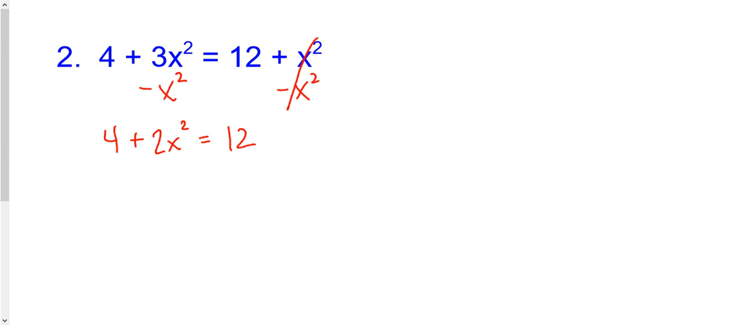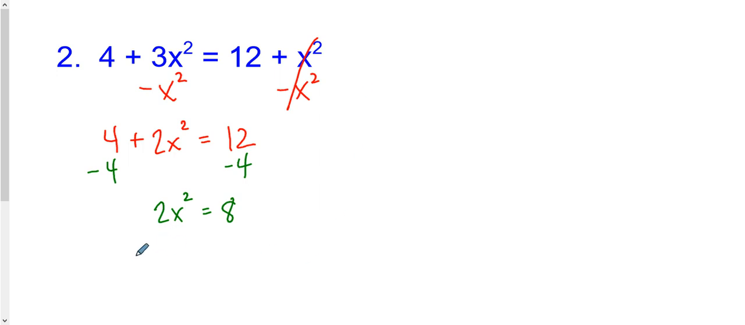Now I'm again still trying to isolate x squared. So I'm going to move pieces that are being added or subtracted, which in this case is the 4. It is positive, so I'm going to subtract 4 on both sides. That gives me 2x squared equals 12 minus 4, which is 8.